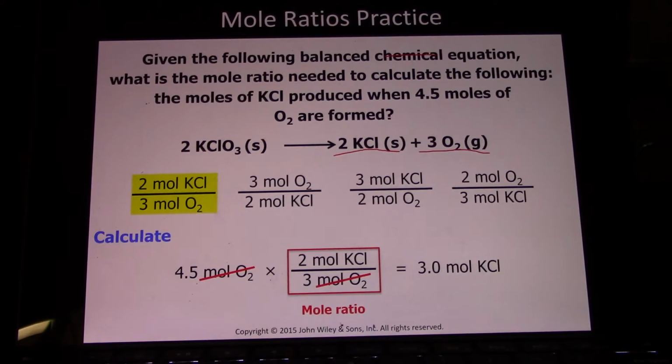Stoichiometry is always a mole-to-mole ratio. It could be a molecule-to-molecule ratio, but it's very rare that you're doing chemistry on a molecular level where you just have a handful of molecules. That's extremely rare, extremely specialized chemistry. So most normal chemistry is mole-to-mole ratios.